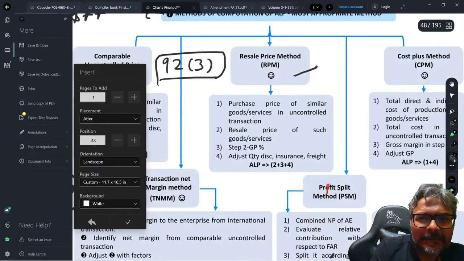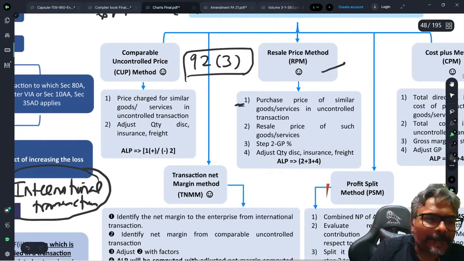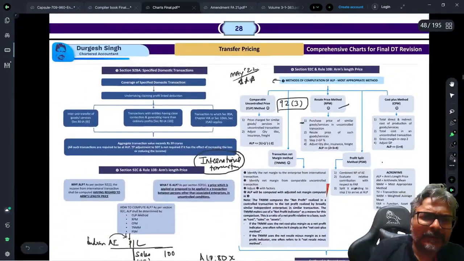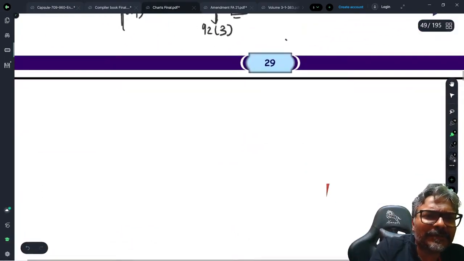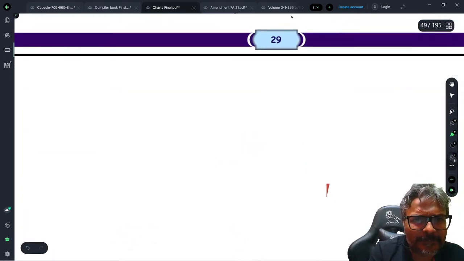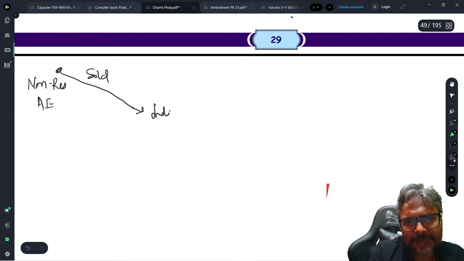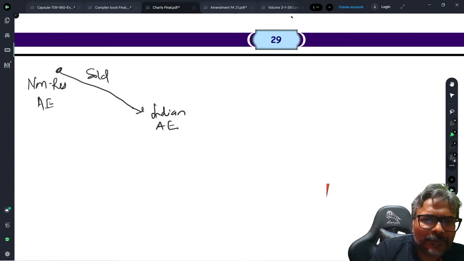Students, in the resale price method, what we have to do? If you see over here, in this context, very quickly, all of you, it's better to draw it. I'm very fast. I'm giving this particular diagrammatic representation. Resale price would mean that the non-resident A would have sold the goods to the Indian A. Okay. So that is the point.